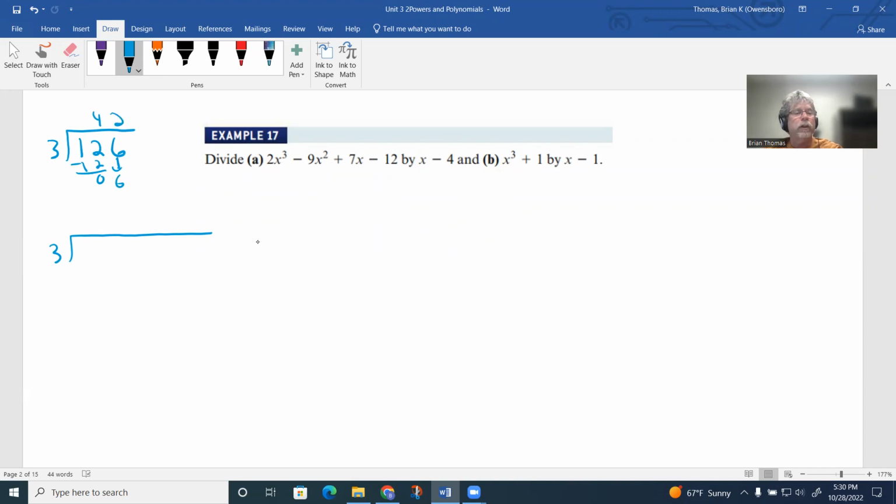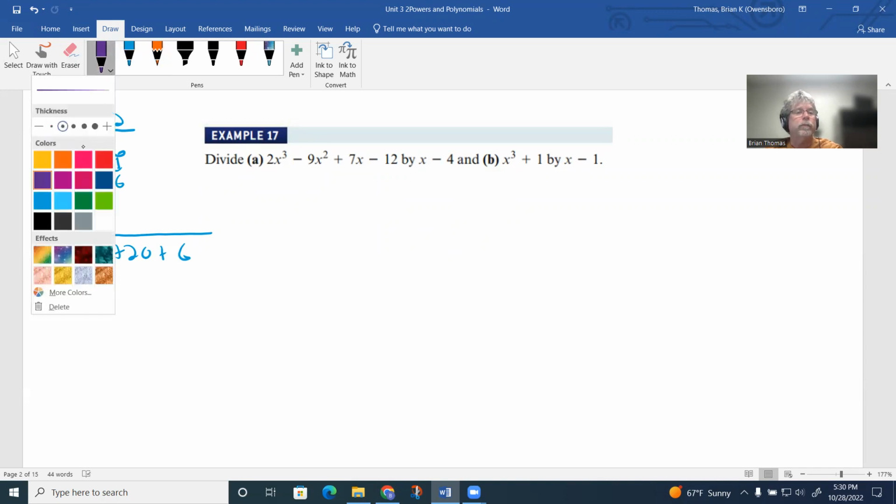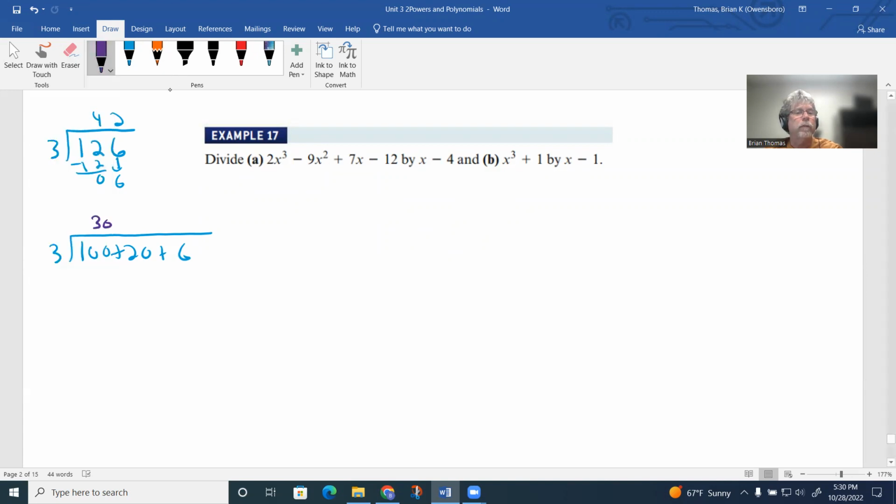Now, another way to do this is to say 3 goes into 100 plus 20 plus 6. So how many 3's can I get into 100? In other words, if I cover up that 0, how many 3's can I get into 10? Looks like 3. So it looks like 30 would be a good answer. So I'd say 30 goes here. And 30 times 3 is going to be 90. And if we subtract that, we get a remainder of 10.